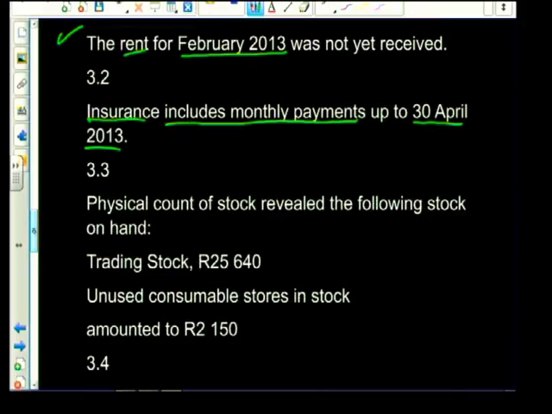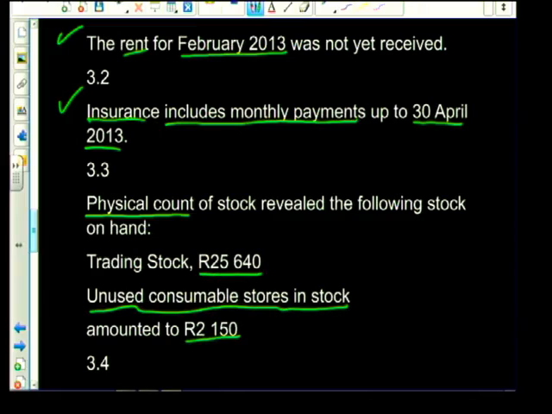Let's now look at our next adjustment, which is adjustment 3.3. I'm sure that this one is very familiar to you. It tells you that we've done a physical stock take, and it's shown me a physical count of stock. It tells me that trading stock was 25,640, and that I've got unused consumable stores in stock amounting to 2,150. This should ring alarm bells in your head to tell you that you are calculating either a trading stock deficit or a trading stock surplus, and that we're dealing with consumable stores on hand. I'm sure you know how to do this because you've seen this adjustment many times before.